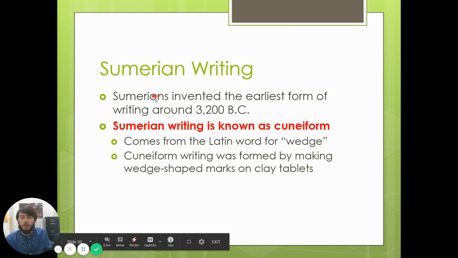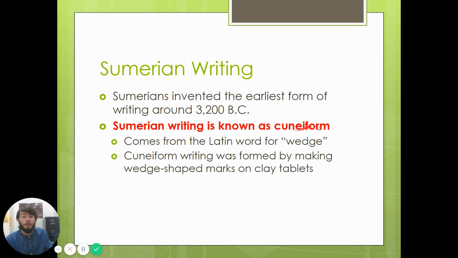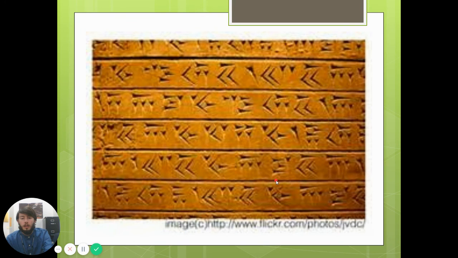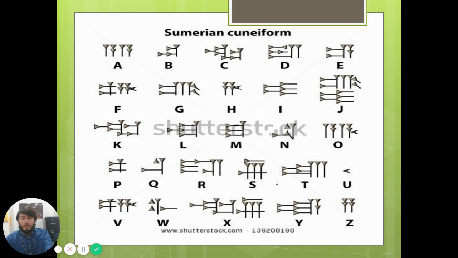Okay, Sumerian writing. Sumerians invented the earliest form of writing around 3200 BC. It's known as cuneiform, and it comes from the Latin word for wedge. They gave it the name cuneiform, or wedge, because it used a series of wedges and lines. It was formed by making wedge-shaped marks on clay tablets, like this. This is roughly what the translation is today to our alphabet, but they didn't have an alphabet. That's just what those wedge shapes would mean if you try to roughly translate it.